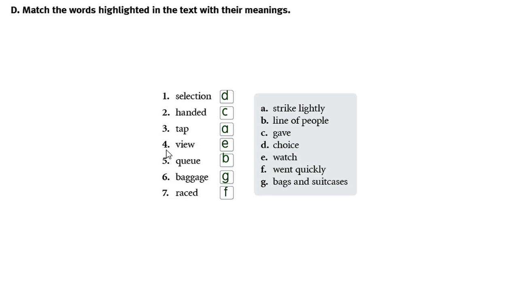Number 4. View. E. Watch. يشاهد. 5. Queue. B. Line of people. خط من الناس في انتظار. 6. Baggage. G. Bags and suitcases. شنط وحقائب. 7. Raced. F. Went quickly. ذهب مسرعا.